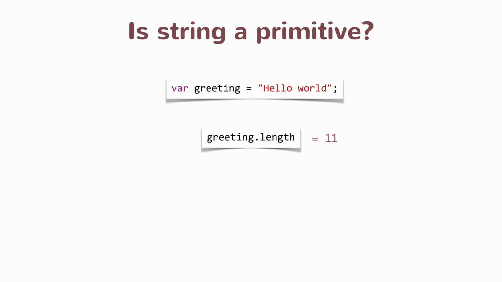Now, how does this work? If string were to be a primitive, how could you use this dot notation? Dot notation kind of gives an idea that it is an object, doesn't it? You're doing object.property. We've seen that for arrays as well. So is string greeting here a primitive or an object? Which is a good question.